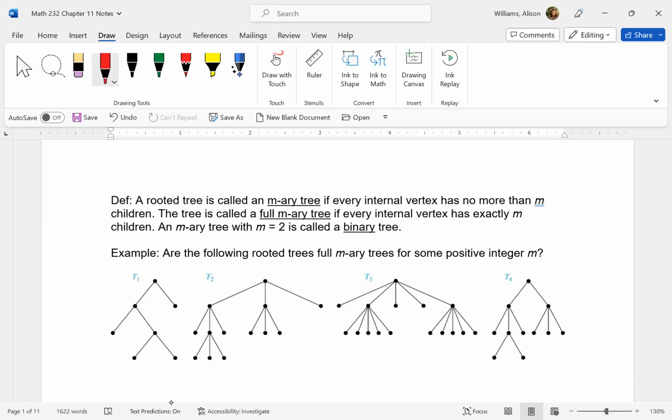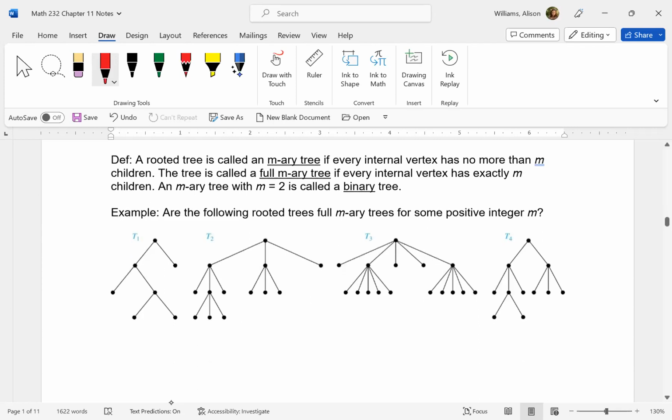How many of these rooted trees are full m-ary trees? And then we're going to figure out, if we can, what m is for each of them. So let's look at T1. So T1 starts off where we branch into 2 children. And then this one branches into 2 children. And then this one branches into 2 children. Okay, so here, that's an example of a full binary tree. Because everybody that has children has 2. So m is 2 in this case.